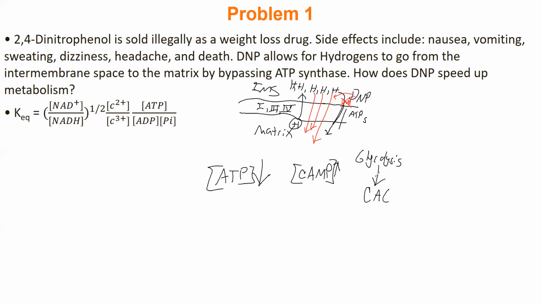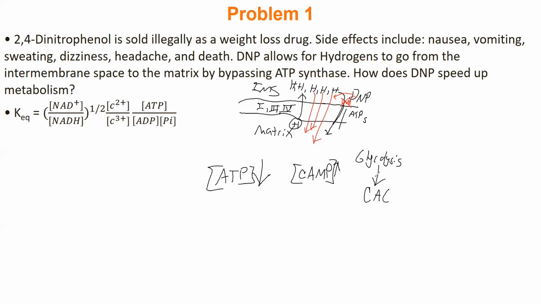So you're going to start breaking down fat. You're going to start breaking down your glycogen. You're going to start breaking down your muscles because you are continuously sending out the signal of low energy, because you don't have ATP around. The only problem is you keep running glycolysis, citric acid cycle, oxidative phosphorylation, and at the very end, you don't make ATP. So the signal just keeps getting propagated, this low energy signal.